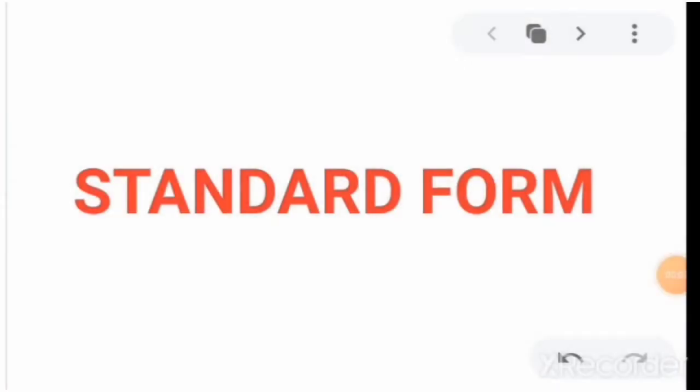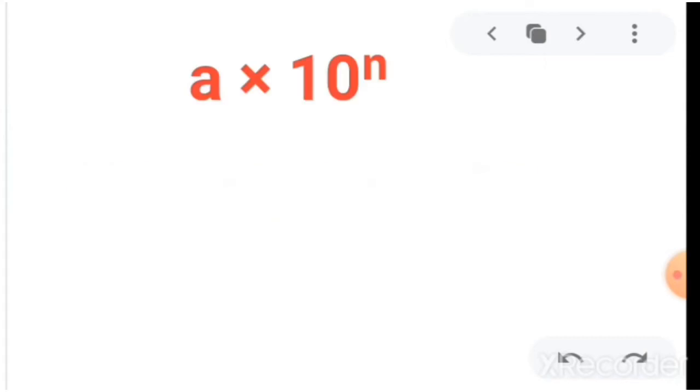In this video, we are going to be studying how to write numbers in standard form. Standard form is a way of writing really small or really big numbers. Numbers in standard form are usually written in the form of a times 10 raised to the power n, and a is usually a positive whole number.